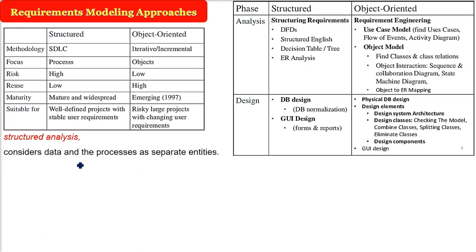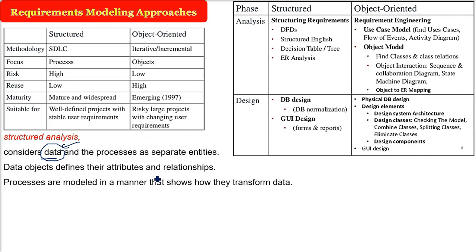First approach is the structured analysis. Structured analysis is all about functions. Here it considers the data and the processes, that is the functions, as different entities. They are not in a capsule like object-oriented. So data objects will define their attributes and the relationships. Processes are modeled in such a manner that they will show how they transform the data. This is structured analysis, basically the functional way of programming, the functional way of understanding, the structural way of understanding.